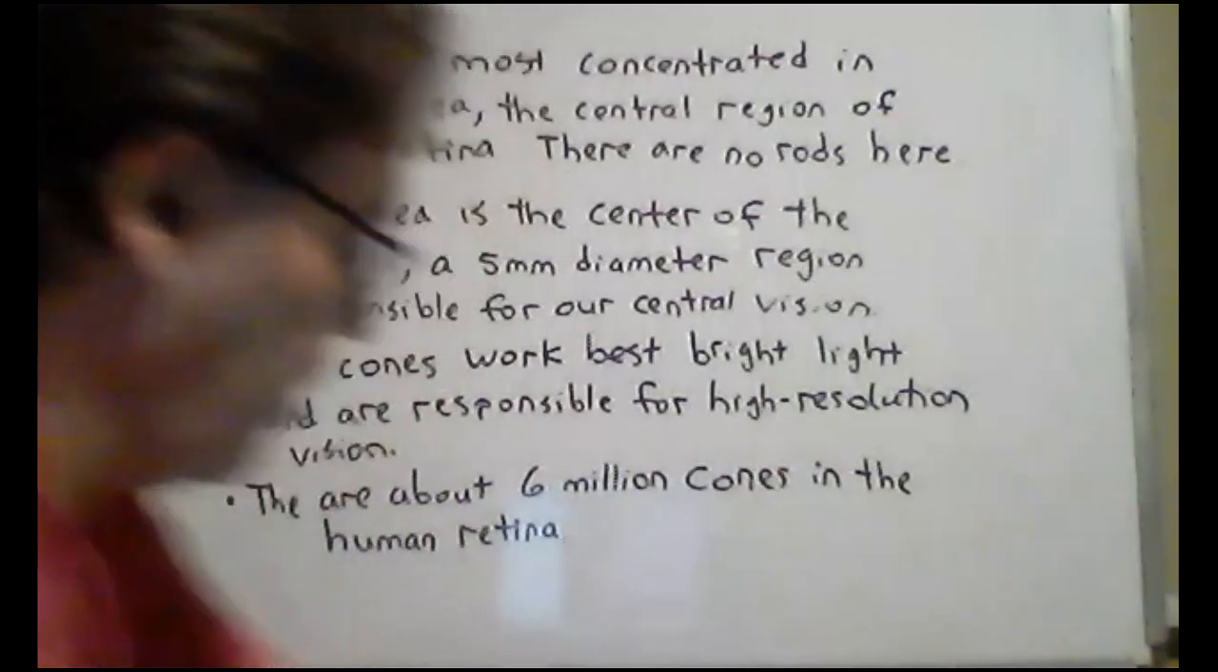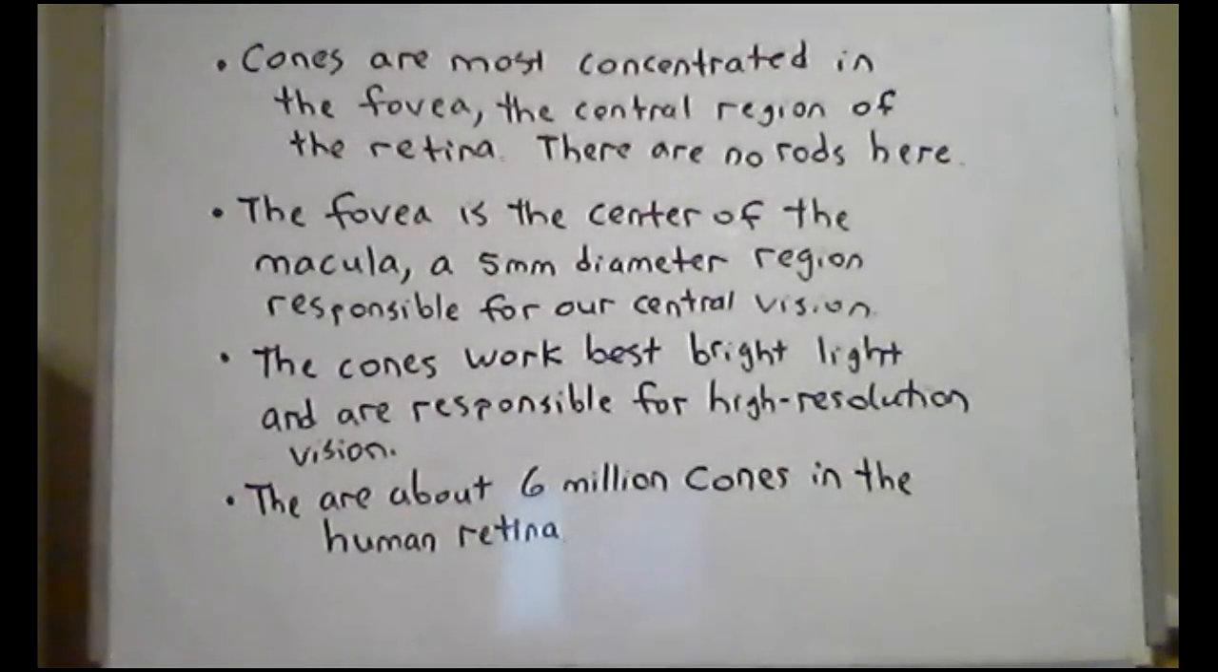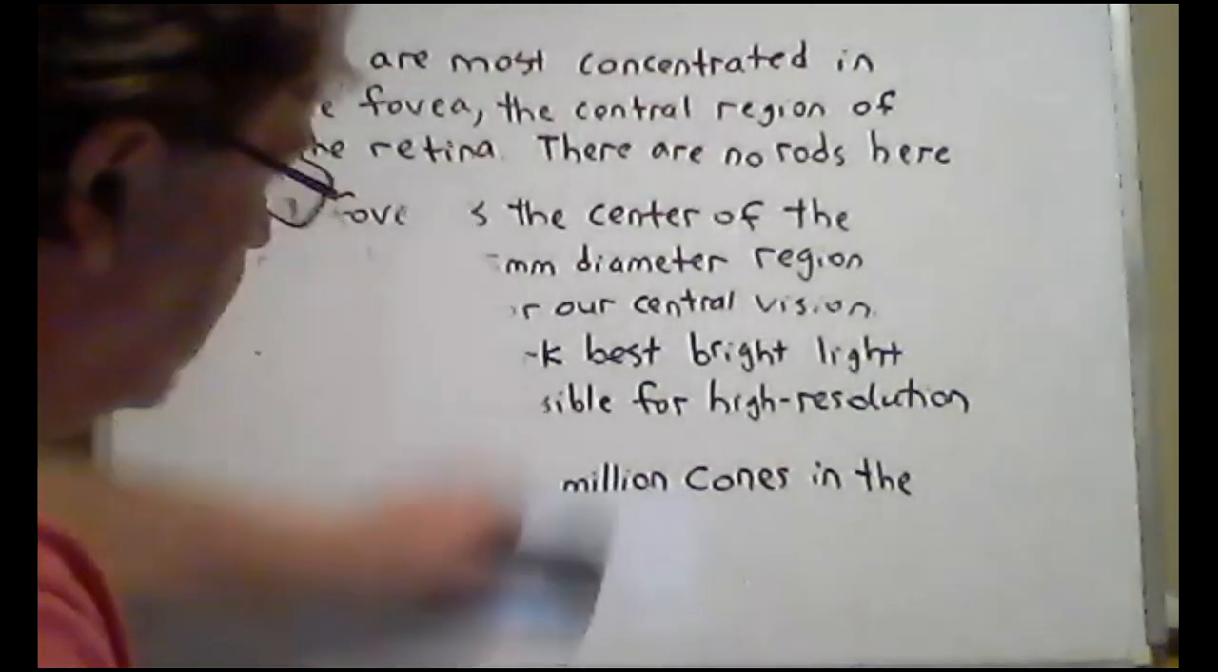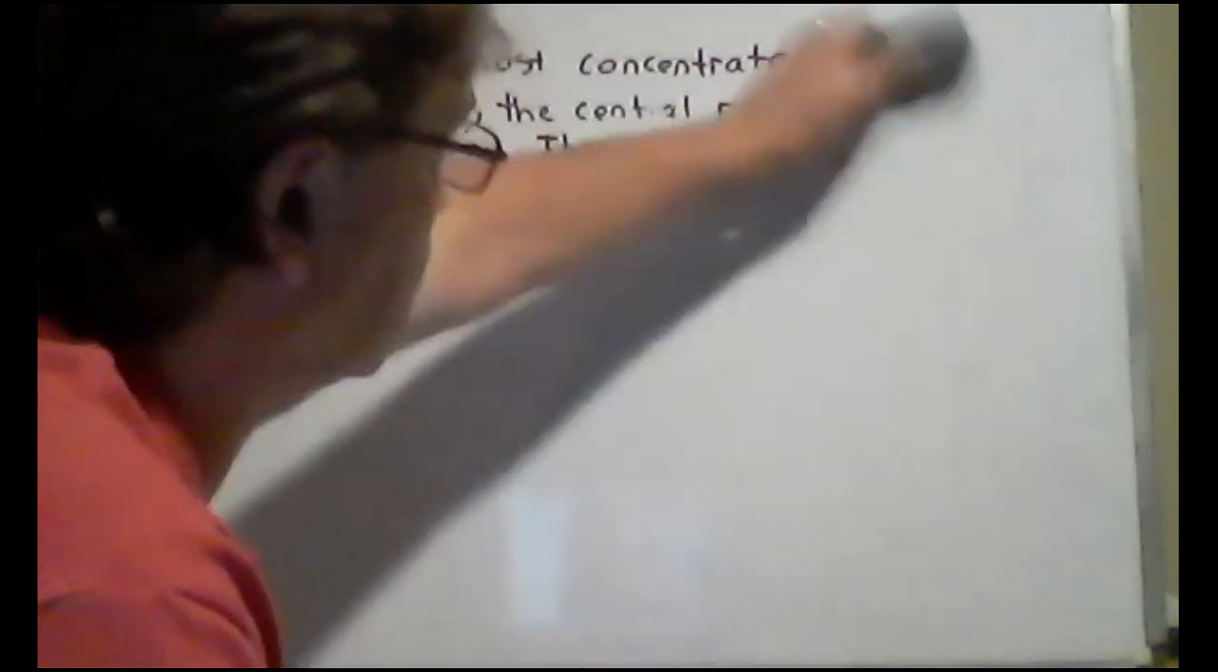All right, so looking at cones, we're going to understand how we understand color. Again, cones are concentrated in the fovea, which is the center of the retina. And the fovea is the center of what's called the macula. The macula is a 5 millimeter diameter region of the eye that's responsible for central vision. Cones work best in bright light. They're responsible for high resolution vision. There are only 6 million cones compared to the 120 million rods. So when you talk about color, color is the cones.